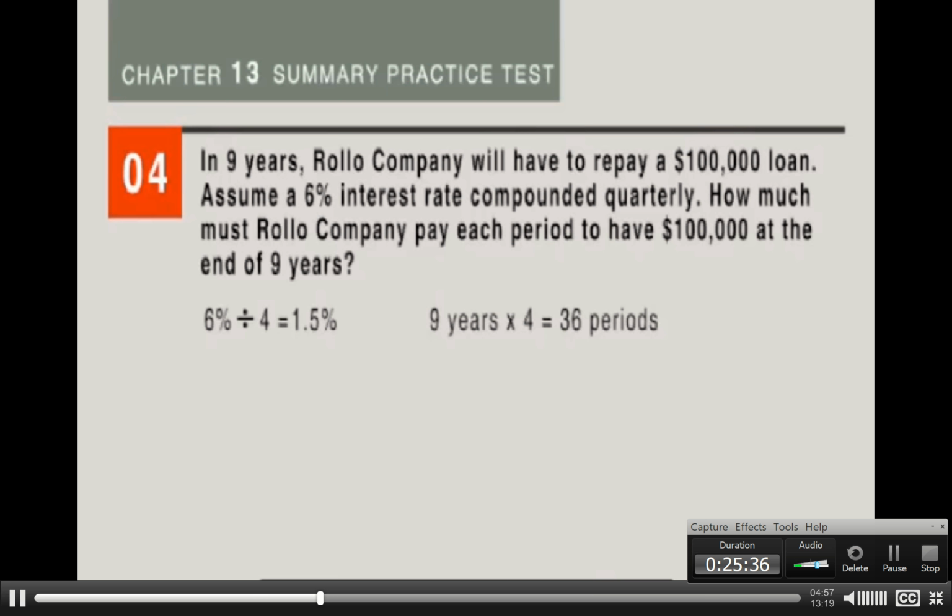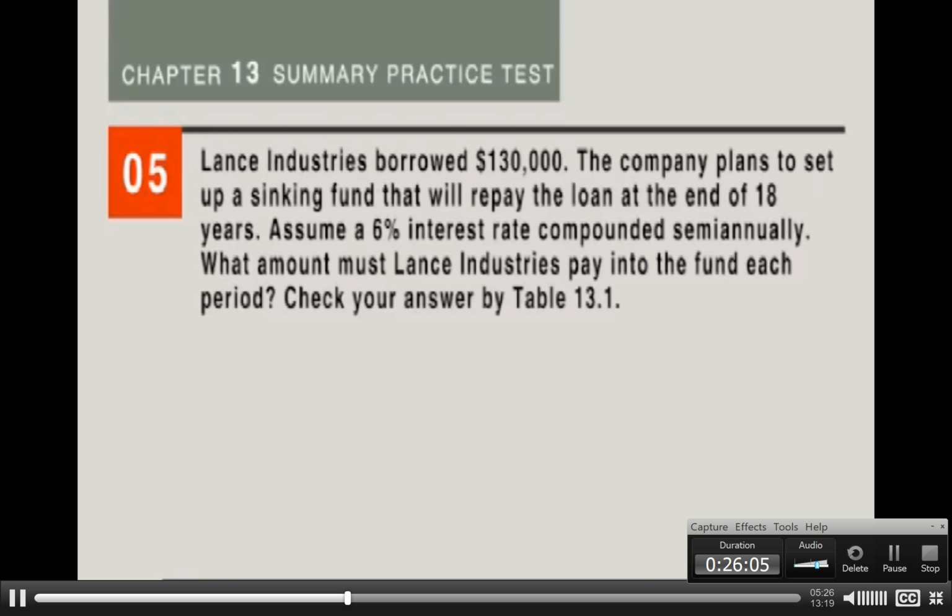1.5%, 36 periods to the sinking fund table, you get 0.0212. But it's not $1 we're talking about. We need what, 100,000? So 100,000 times 0.0212 equals $2,120 for each payment. Now keep in mind you could have proved this by looking at amount of annuity at this rate and periods and multiplying it, and it would have come back very closely to the 100,000.